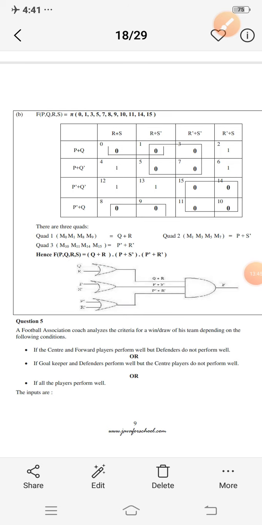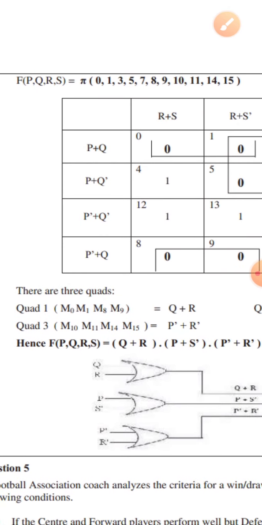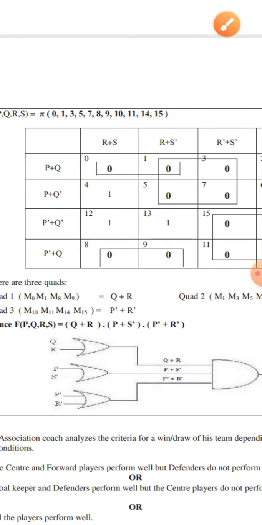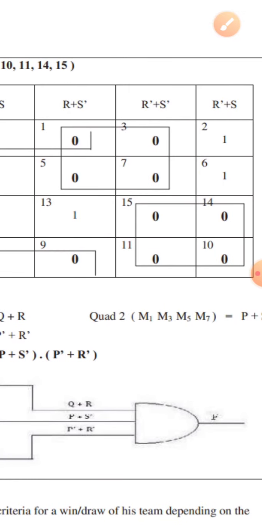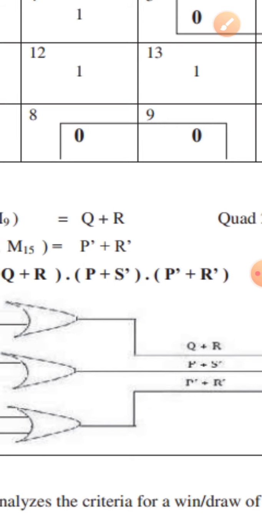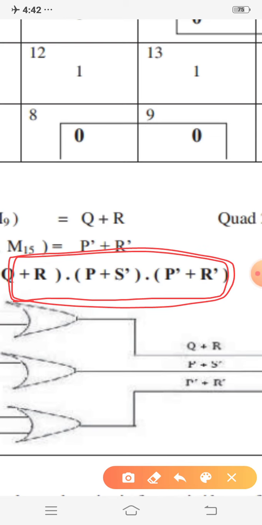Now the last one more question that we have from this chapter to discuss, that is F of P, Q, R, S is equal to pi, and the values are this: 0, 1, 3, 5, 7, 8, 9, 10, 11, 14, 15. Repeating one more time: 0, 1, 3, 5, 7, 8, 9, 10, 11, 14, 15. So for this, the K-map will be in this way. Here it is. And the final answer is here. This is your final answer. Check it out.